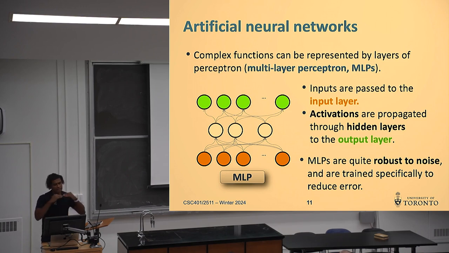If we layer up these perceptrons, we can represent complex functions, and we'll be designating this as MLP going forward. Here, the inputs are passed to the first layer of a multi-layer perceptron, and they are propagated up the chain, and then you get the output layer with some output representation. As it turns out, MLPs are quite robust to noise and can be trained specifically using backpropagation and those techniques to reduce error.